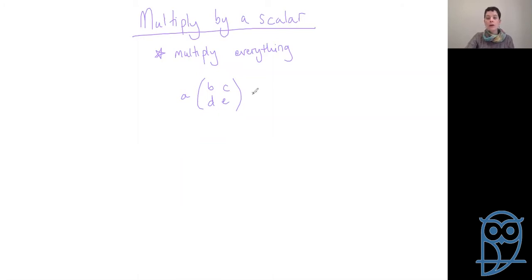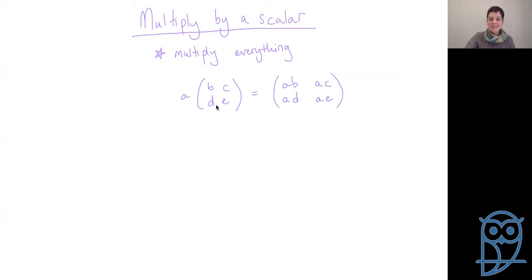Now, when we multiply by that scalar, same story, when we stick something together, it's still multiplication, even though it's a scalar and a matrix. We're going to multiply everything. So we would need A times B, A times D, A times C, A times E. We have 4 multiplications because we have 4 elements. If there are 10 elements in your matrix, then you are looking at 10 multiplications if you are multiplying by a scalar.